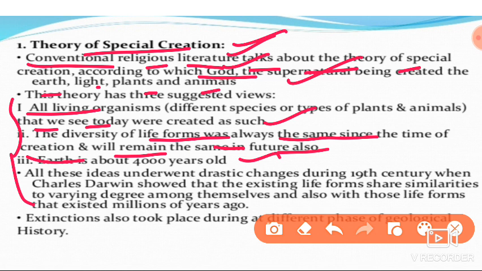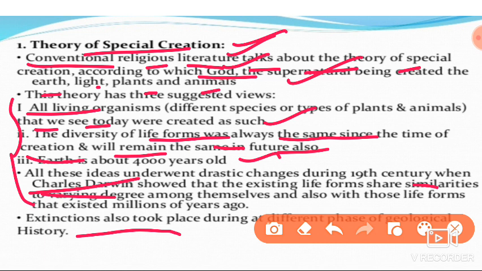But these theories are all disproved because of some scientists. For example, you can take Charles Darwin. In the 19th century, Charles Darwin gave some theories on similarities and dissimilarities. Based on that, this theory is not correct. You will study about Darwin in the later classes. And here, extinctions.